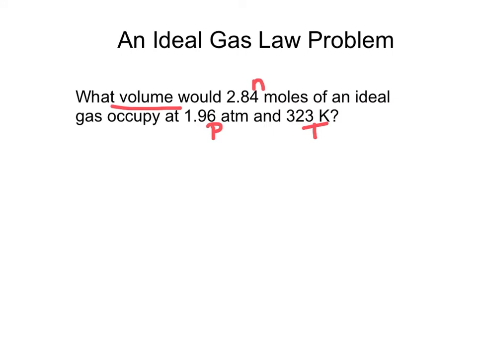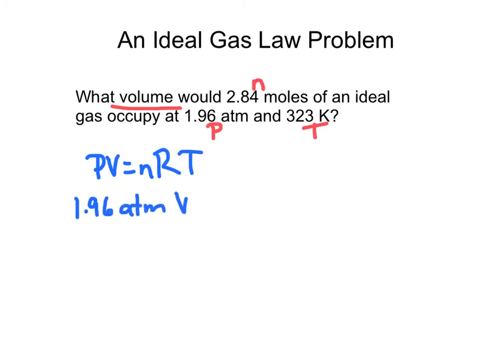So we're going to use the ideal gas law, PV equals nRT. We're going to plug in what we know: 1.96 atmospheres. We don't know V, that's what we're asked to find. N is the number of moles, 2.84 moles. And then I need R, that universal gas constant. So I'm going to pick the one that has atmospheres in it.